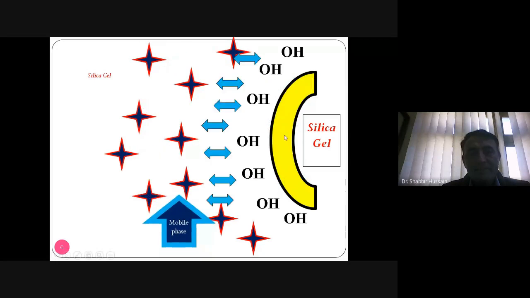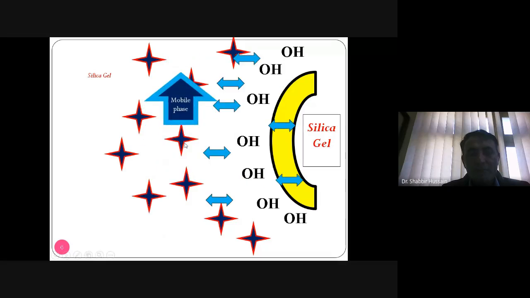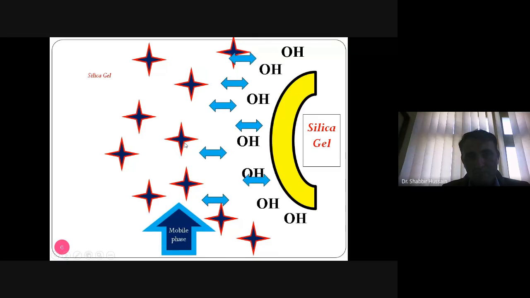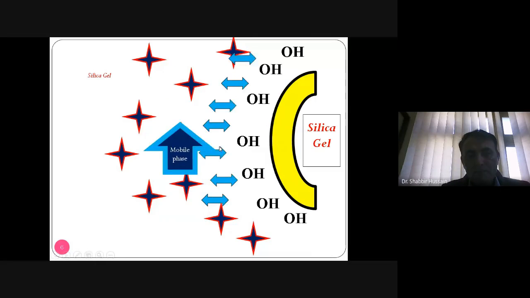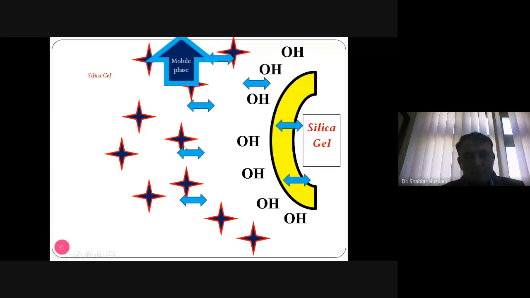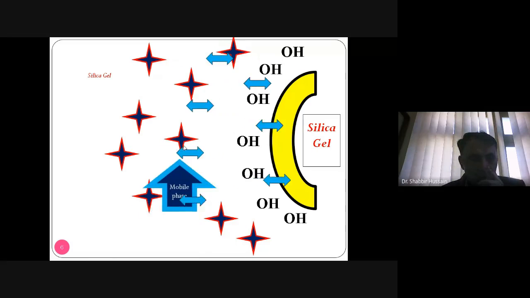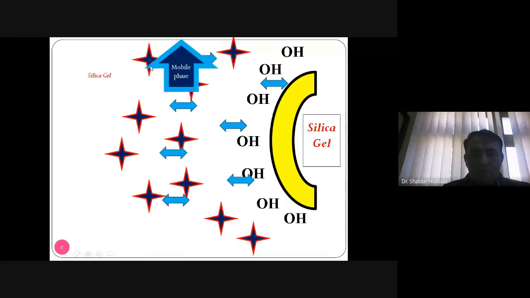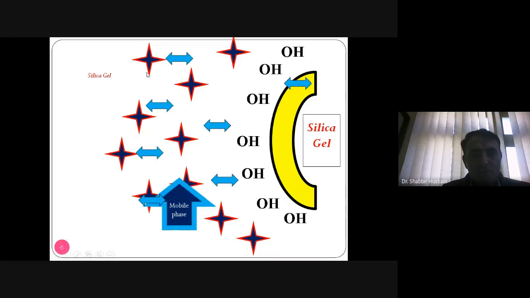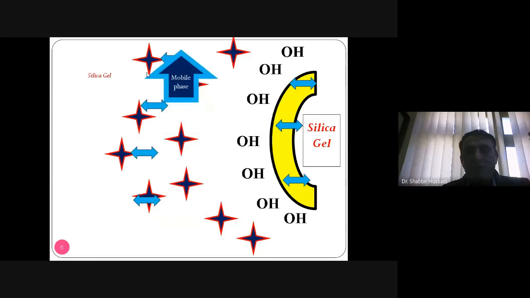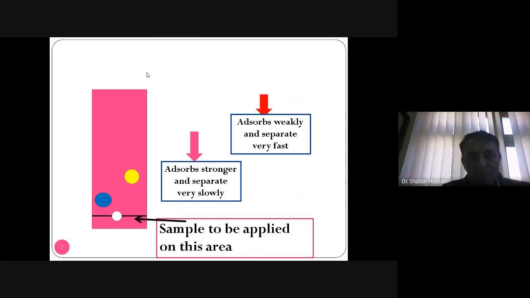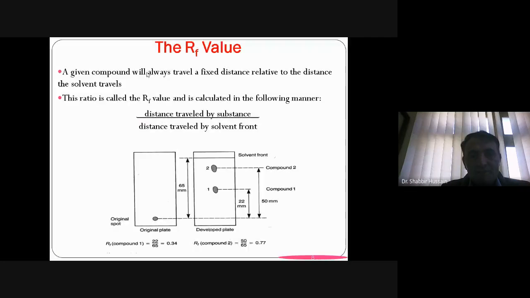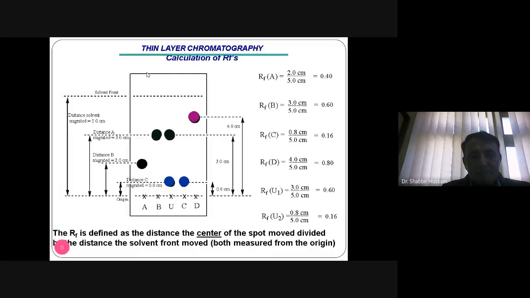The silica gel is bound with the compounds, right? More polar ones will bind more, less polar ones will bind less. More polar ones will move slowly with the mobile phase, and less polar ones will move faster. Okay, we have already discussed all these details. We have discussed the RF values in our previous lecture. You can visit YouTube, right?